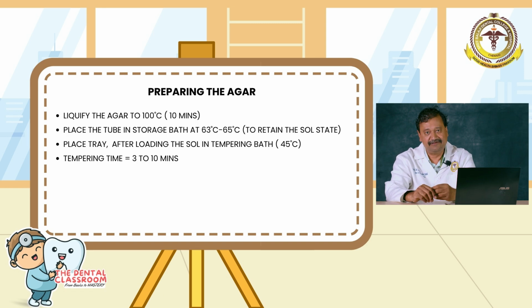At this time, what happens? The temperature reduces from 63 to 65 degrees C. From this range, it comes to around 45 to 50 degrees centigrade, which is tolerable by the mouth tissues.